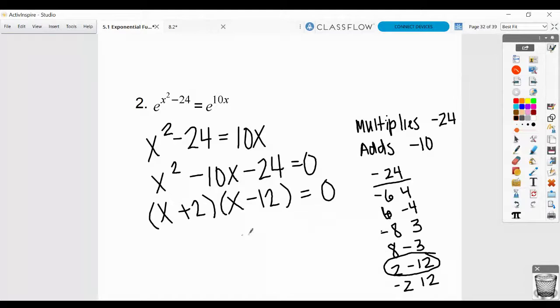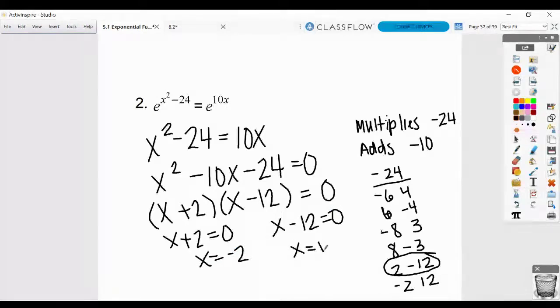So now whenever you have these, you have to set each separate one equal to 0, and then you can solve it. So x equals negative 2 and x equals 12. Something to note whenever you have an x squared is you have to have two answers, because the x squared means that it crosses the x-axis twice, so you'll have two answers for those.